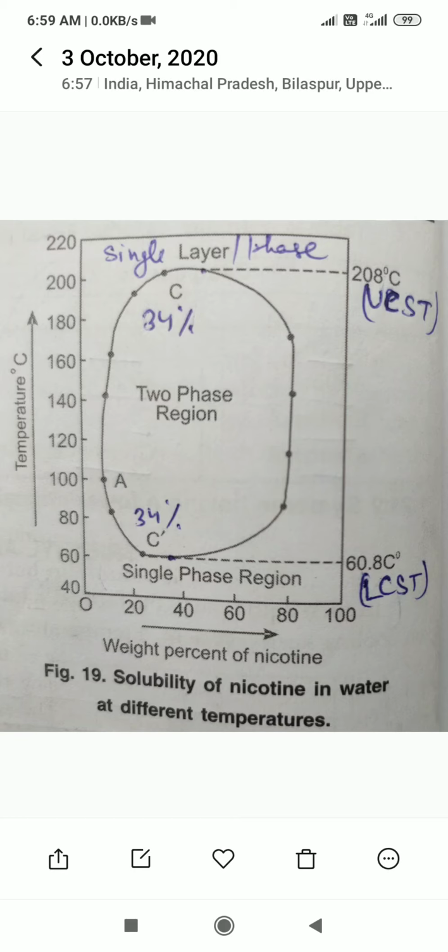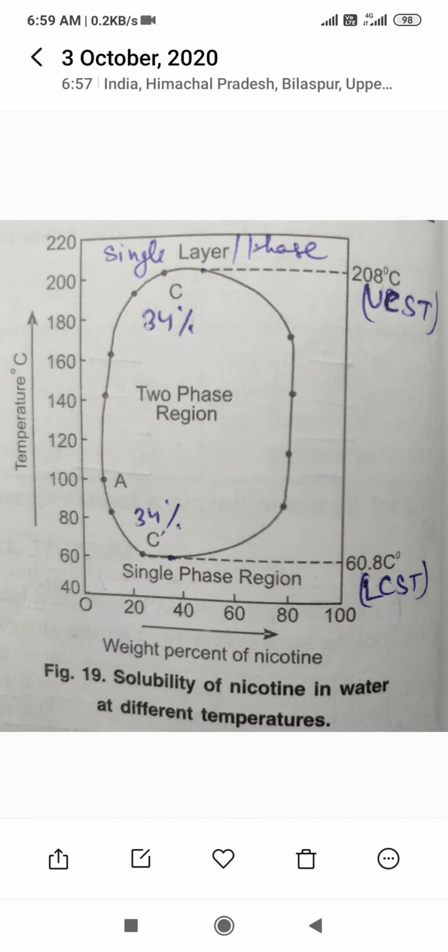So, hello students. Our today's topic is discussion of temperature composition diagram of systems showing both upper critical solution temperature as well as lower critical solution temperature. And I had told you that an important example of this is nicotine water system. Now, what are the systems which show both upper critical solution temperature and lower critical solution temperature?